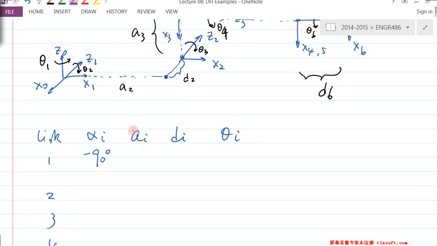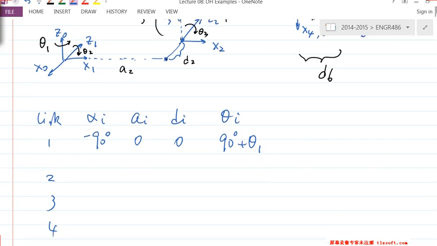And A is the translation between the two Z. Should be 0, right? And D is the translation between the two X. Should be 0. And theta is the initial angle from X0 to X1 about Z0. So that should be how much? Negative or positive 90? Positive, right? So plus theta 1. Is that good?